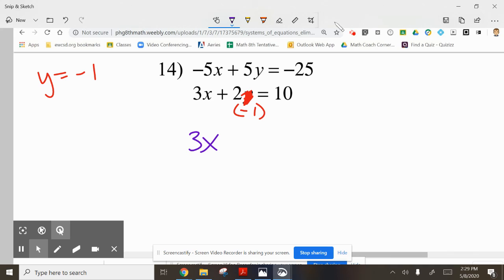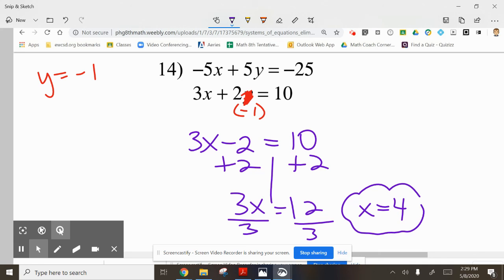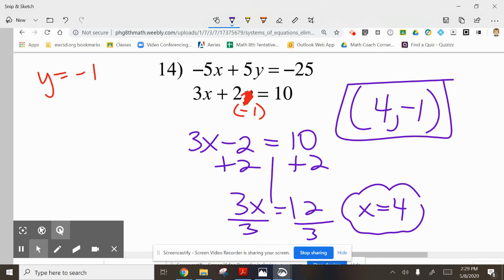Now go ahead and solve this problem. We have 3x minus 2 equals 10. Go ahead and solve the rest of it. Add 2. I get 3x equals 12. Divide, x equals 4. And your final answer is 4, negative 1. Okay? Not too crazy.